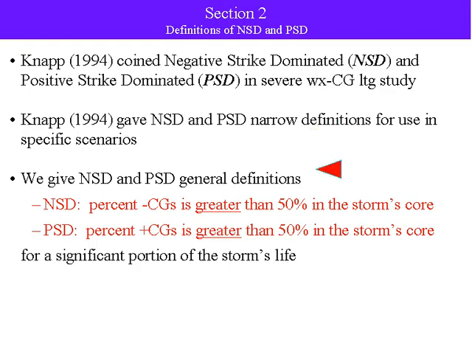An NSD storm will be defined as a storm in which the percent negative CGs are greater than 50% within the storm's core for a significant portion of the storm's life. A PSD storm is a storm where the percent positive CGs is greater than 50% within the storm's core for a significant portion of the storm's life.